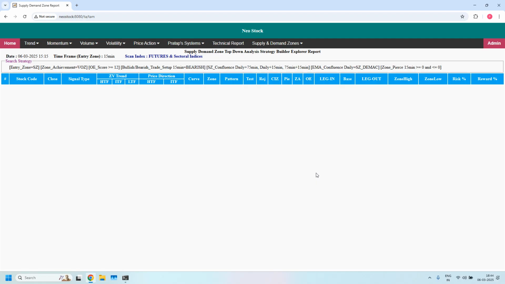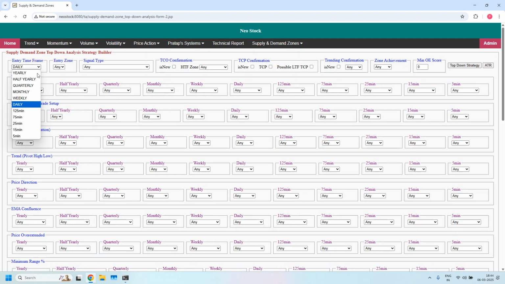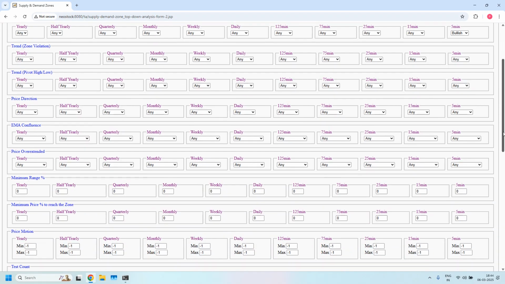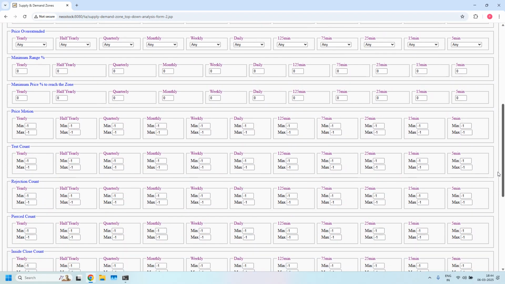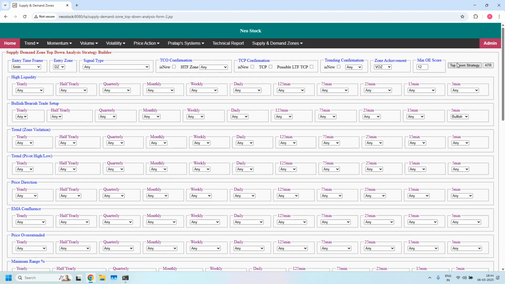Next we will look into bullish and bearish trade setups for hourly income trade. For hourly income trade, bullish trade setup, entry time frame 5 minutes, entry zone, demand zone. In bullish or bearish trade setup at 5 minutes, I am selecting bullish. Zone achievement VOZ, odd enhancer score minimum value 12. And the 5 minutes demand zone should not be pierced. So in the pierced count, 5 minutes time frame, I am setting minimum value 0, maximum value 0.